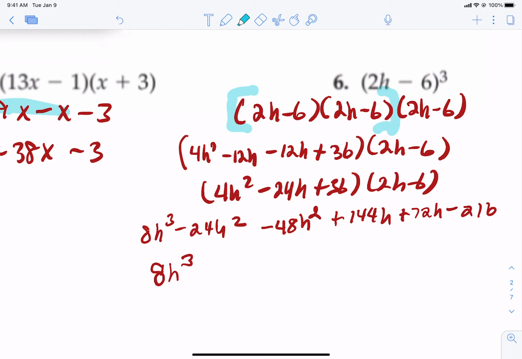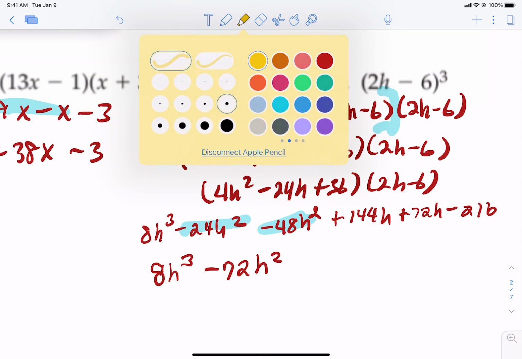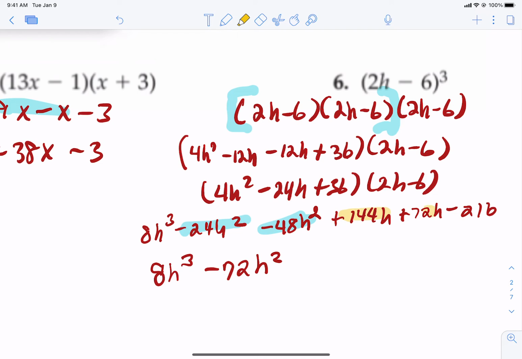Now let's move to the square. We're going descendingly. Negative 24 and negative 48 is negative 72h squared. Now we have a 144 and a 72. So those are like terms, and we can add those up. And then finally, the 216 is its own unique creature, and so it comes down for the ride.